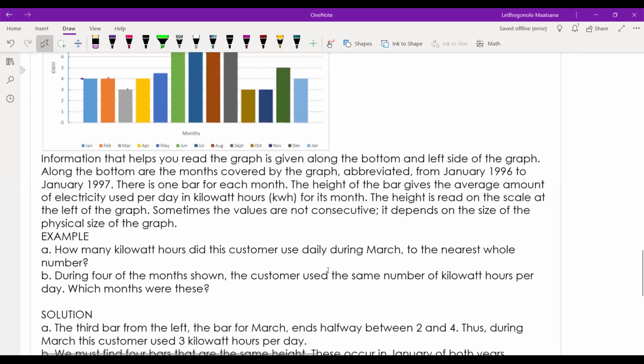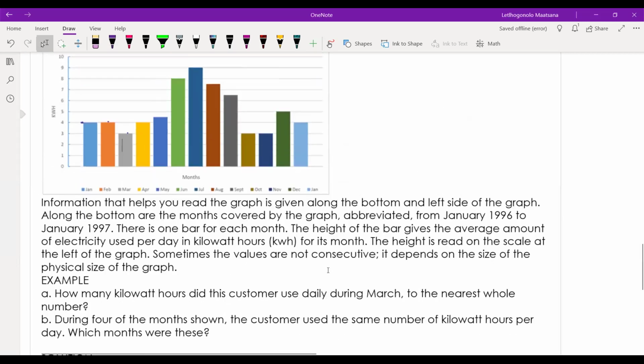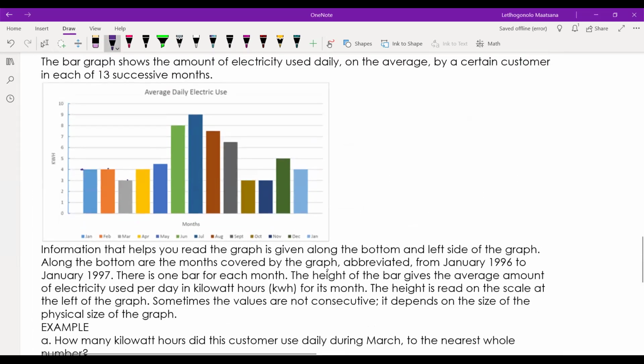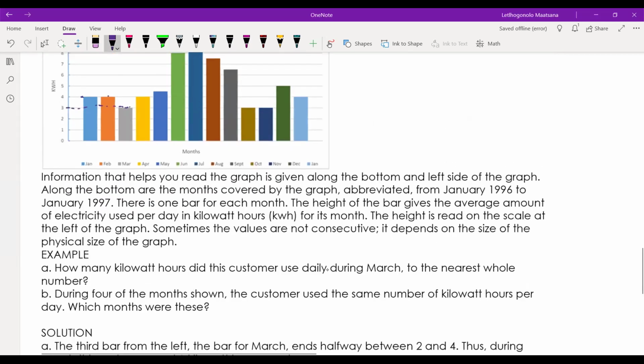So let's look at the question. A says, how many kilowatt hours did this customer use daily during March, to the nearest whole number? So we'll go to March over here, and we would look at how much they used, and we would see that they used 3 kilowatt hours.